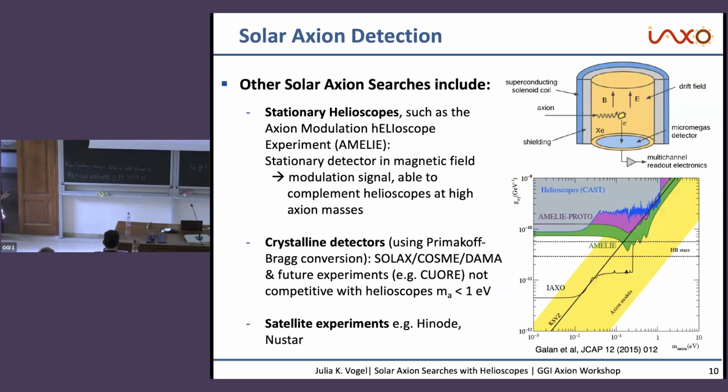There have also been attempts to use crystalline detectors using Primakoff-Bragg conversion, as, for example, SOLAX, COSME, and DAMA, or the CORA experiment, but below 1 eV in mass, they cannot compete with the standard helioscope techniques. There have been a few attempts to use satellite experiments, and work is ongoing in that area. So using X-ray satellites to look for X-ray excesses when looking at the sun. Basically you would use solar magnetic fields to reconvert the axions rather than a laboratory magnetic field, and then just look for X-ray excesses. But this is somewhat challenging.